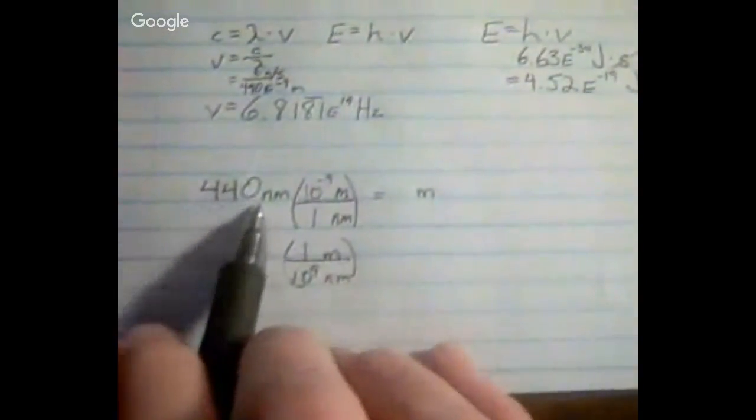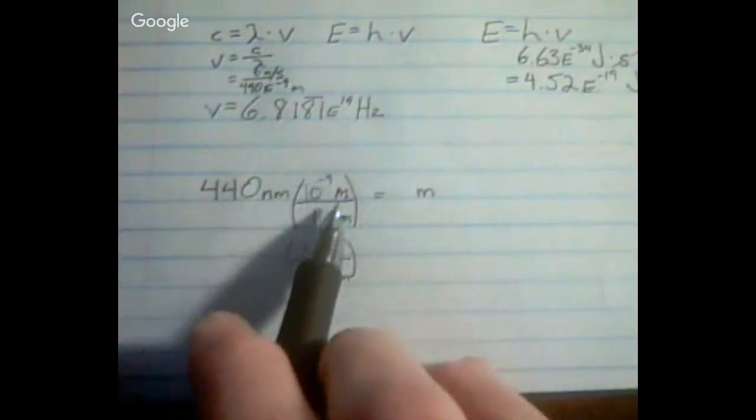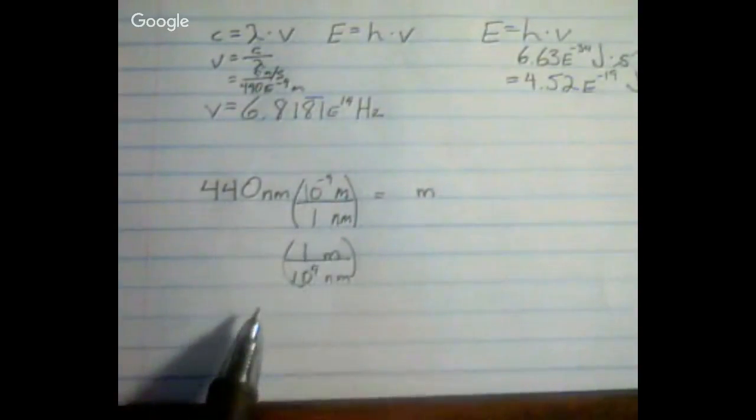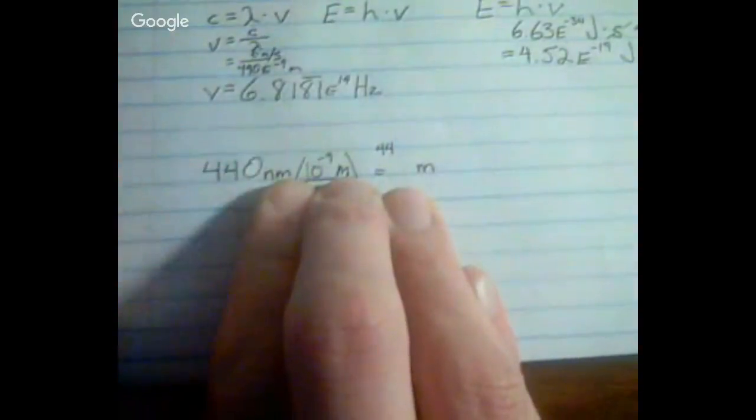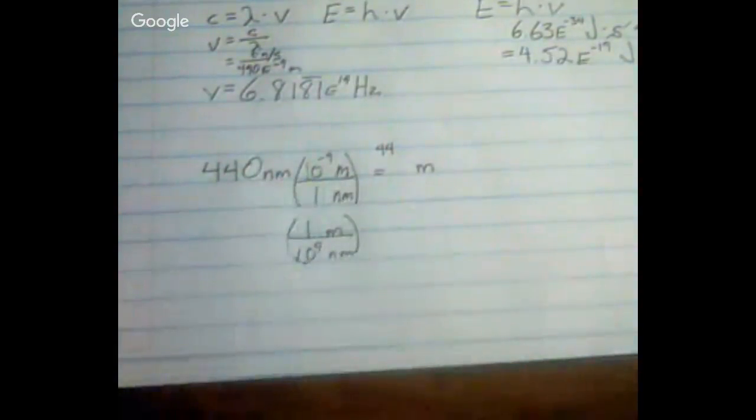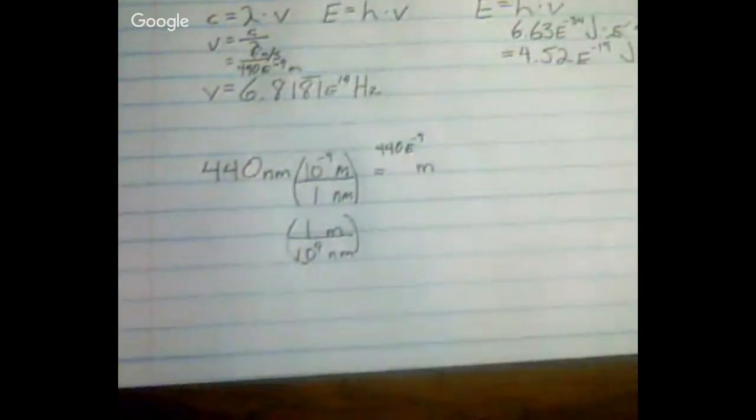So let's just go back up to this one. 440 nanometers, we're going to multiply that by 10 to the negative 9th meters over 1 nanometer. And when we punch that in our calculator, I'm going to write a couple things it could say. Without actually even punching it in the calculator, we're dividing by 1 here, so essentially that's not really doing anything. So it's really just 440 times 10 to the negative 9th. You could end up with that.